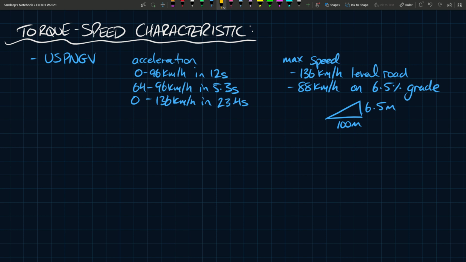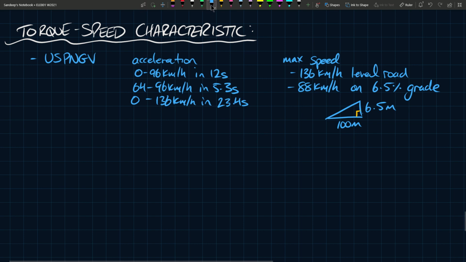If you're not familiar with the concept of the grade or grade resistance, then you should take a look at the forces acting on vehicles video. I'll link that in the description below, so you'll have a better understanding of what's going on. So now we can move on to our actual modeling. This is a bit of background, so we can move on to our modeling.